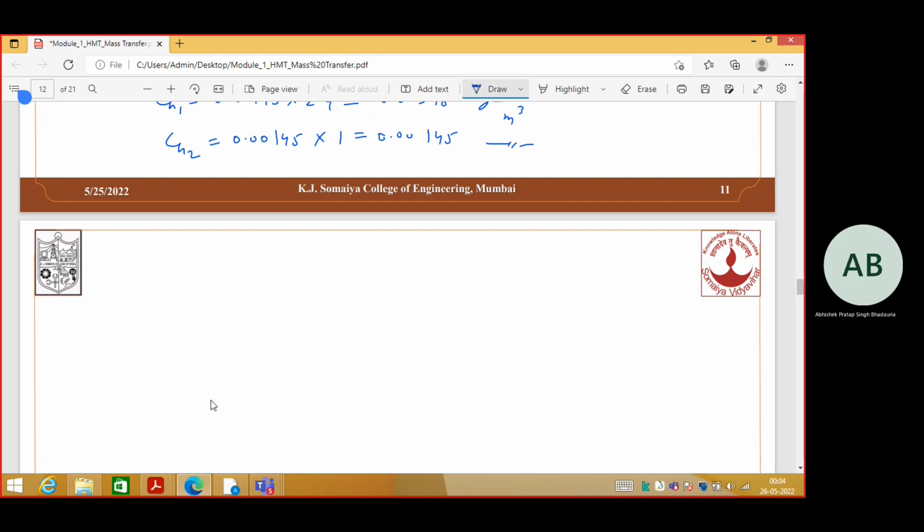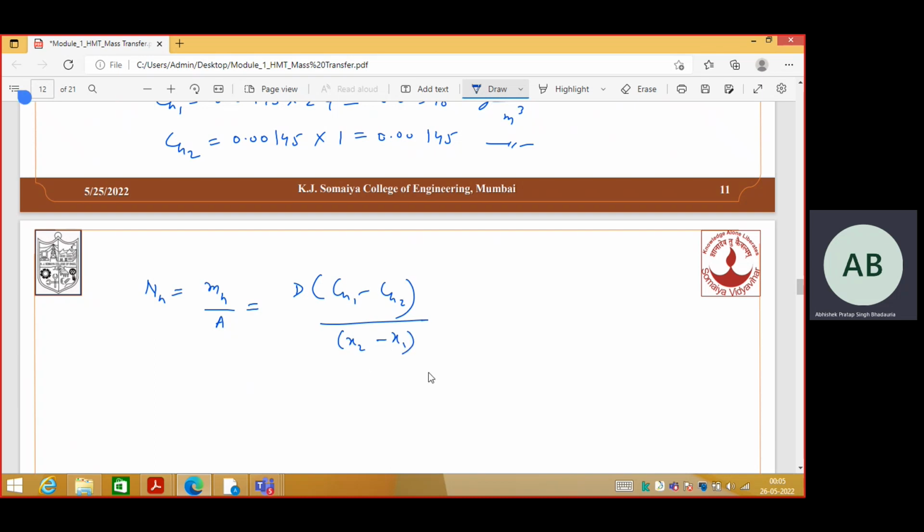Second one, the molar and the mass diffusion flux of hydrogen through the membrane, that we have to calculate. The expression is NH is equal to MH divided by A, and that is nothing but D times CH1 minus CH2 divided by x2 minus x1. This x2 minus x1 is nothing but L, so we can write D times CH1 minus CH2 divided by L. This is the expression. We'll put all these values, and we'll be able to calculate it.